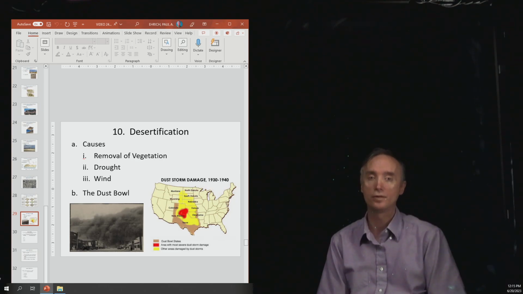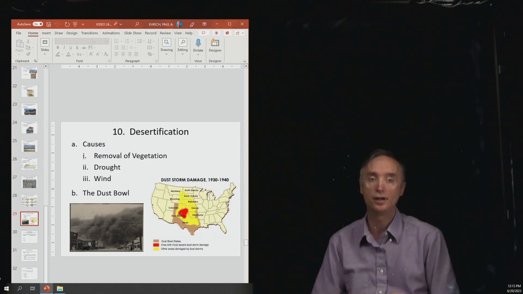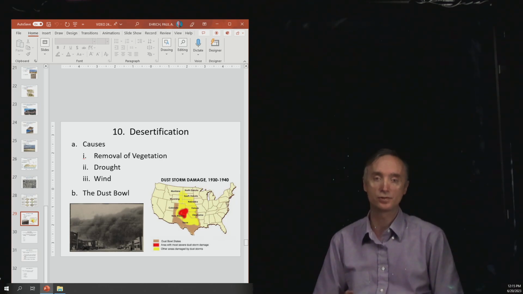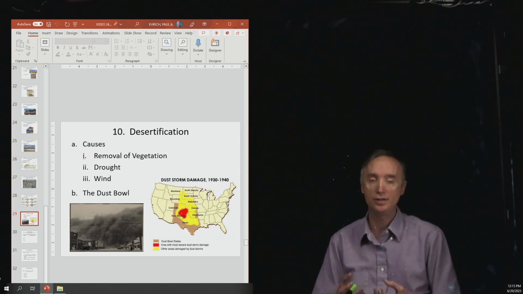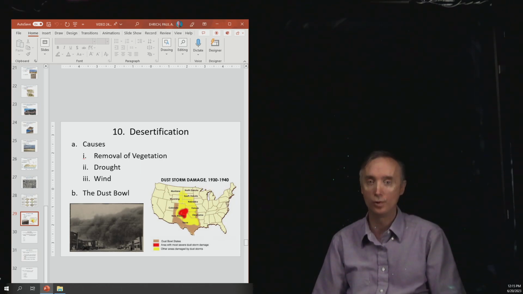First of all, one of the causes was the removal of vegetation. We said that vegetation has root systems. That root system helps to hold the soil in place. So back in the 1930s, farmers were going in and tearing up the soil in order to plant their crops. Once that root system was destroyed, it made it easier for that soil to be lifted up into the air because of the wind.